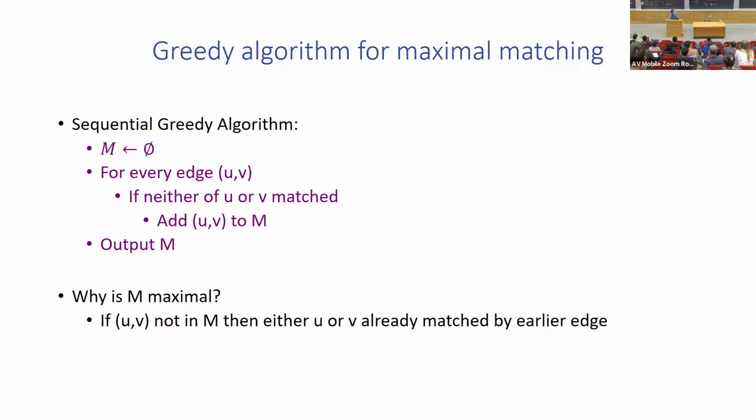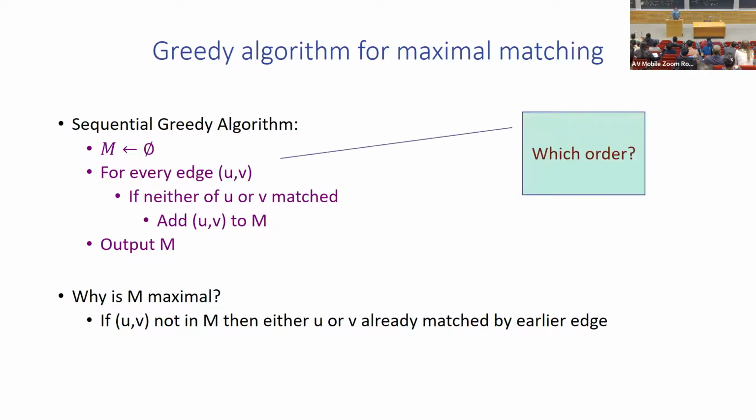Okay. So why is M maximal? If uv is not in M, then either u or v had been previously matched by an earlier edge. So this is really going to give you a maximal matching. So the issue is now, which order should you go through these edges? Greedy doesn't care. Greedy is going to work no matter which order you go through.